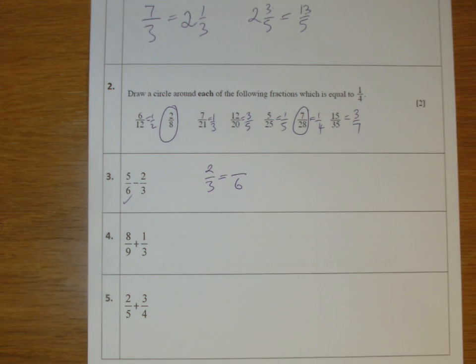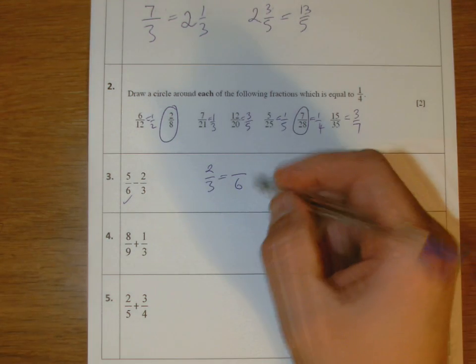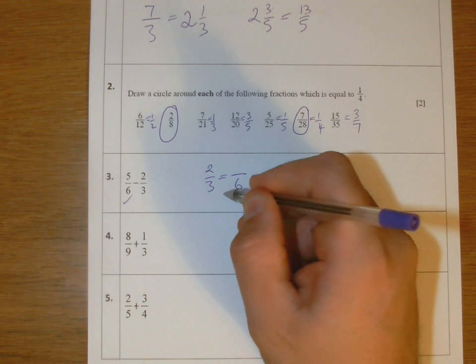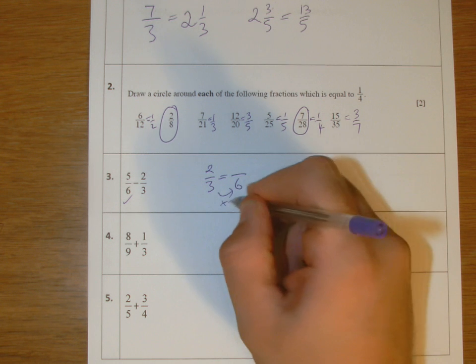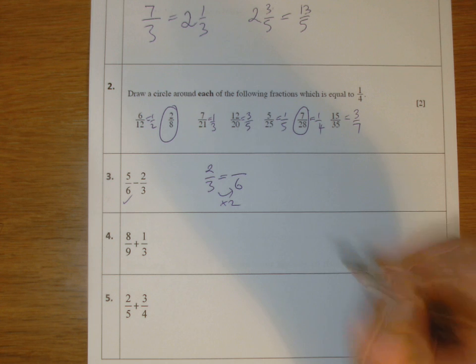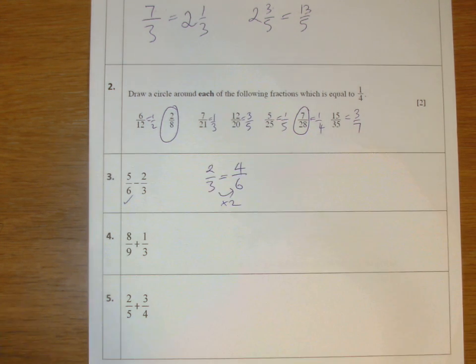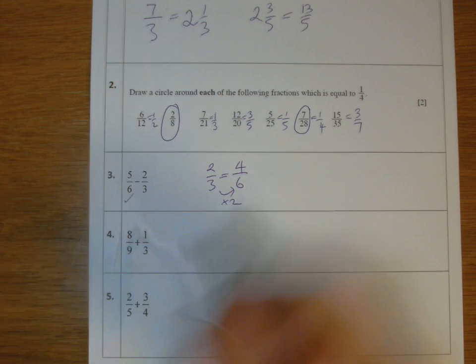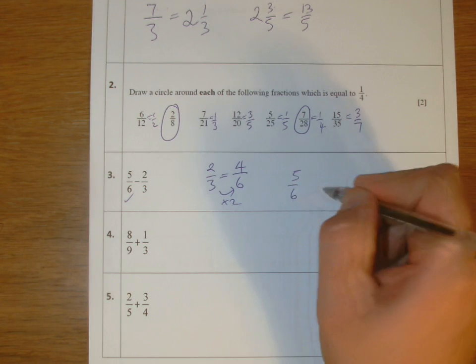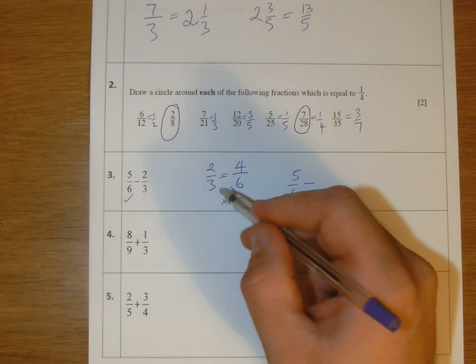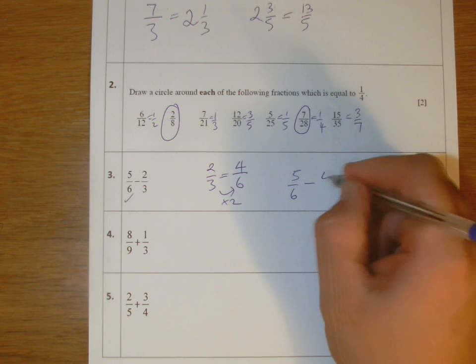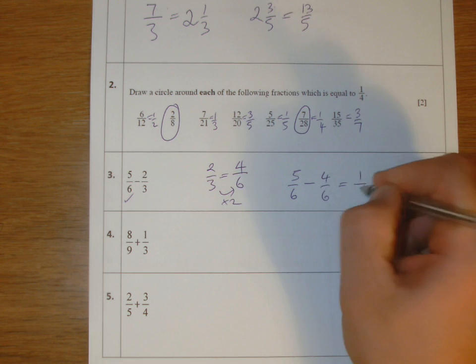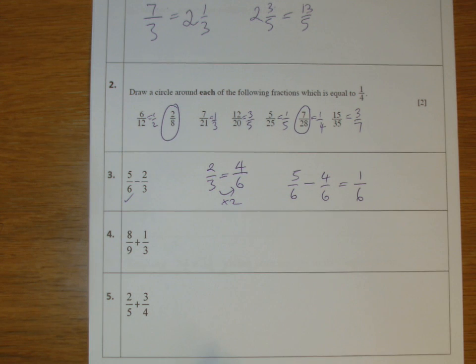This one, okay, we'll change that one so it becomes out of 6. And all you've got to do, if you think about it, you just got to double it. Double the bottom, double the top as well, so you get 4 out of 6. So now this becomes 5/6, as I said, stays as it is, but you take away, now instead of 2/3, you write it as 4/6. And the answer is 1/6. Okay, 1 out of 6.